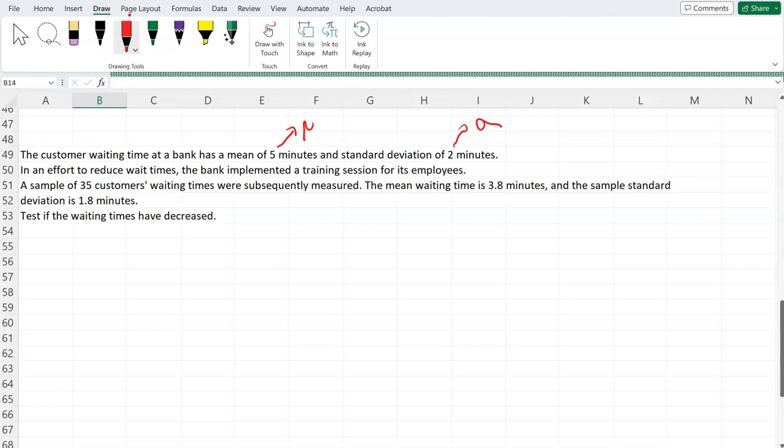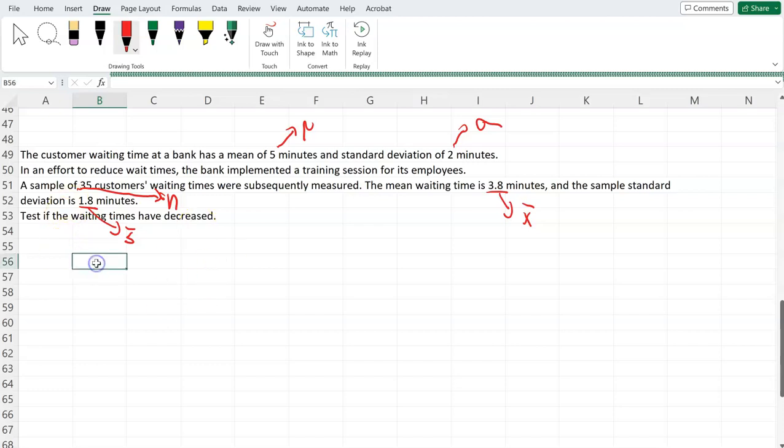And then we collected a sample of 35 customers. So this would be my N. And the waiting times were measured. And the mean waiting time is 3.8 minutes, which is my X bar. And the sample standard deviation is 1.8 minutes, which is my S bar. Now, since the population standard deviation is known, we should be using the Z-stat.